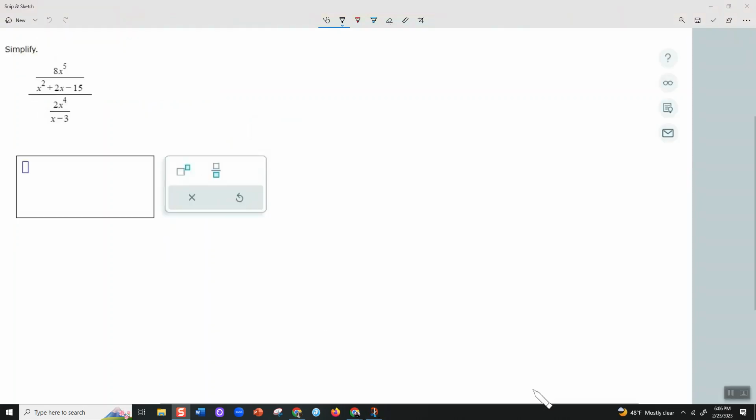Okay, now on to the next one. This is a complex fraction.